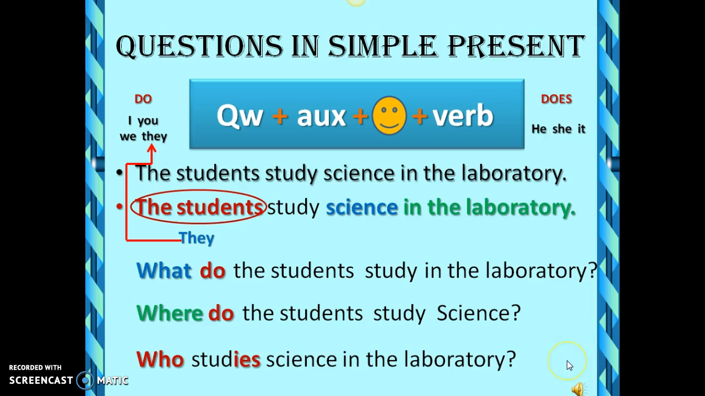I hope that the explanation was clear enough so you can understand how to make specific questions in simple present.